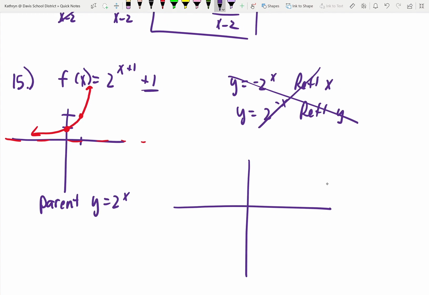So this plus 1 right here tells me to go up 1. That plus 1 right there tells me to go left 1, okay? So I'm going to go up 1. My whole asymptote is going to go up 1, okay? And then I'm going to take the points that I have over here on the left and move them up 1. So I was at 0, 1, go up 1, and left 1. And then I was right here at 1, 2. I'm going to go up 1 and left 1, and I'm going to draw it in, and there's my graph, okay?